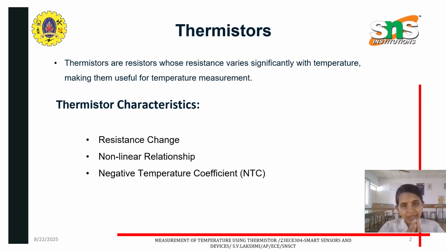So as I told, these are resistors whose resistance will vary with the temperature. The characteristics of thermistors are like we can tell that it directly depends on the resistance. So resistance change and there exists a non-linear relationship. If there is a decrease in temperature, there would be an increase in resistance. So it is having a non-linear relationship and it is having a negative temperature coefficient. We call it NTC. These are all the characteristics of a thermistor.